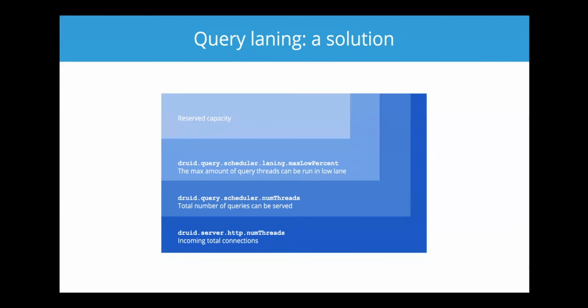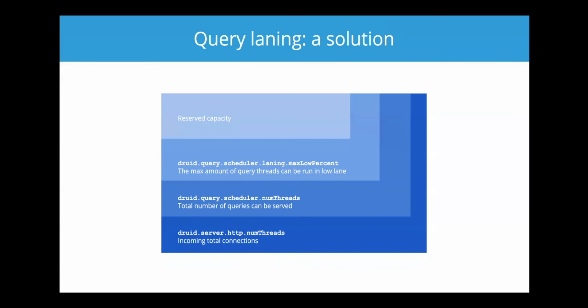So if a query comes in and it's high priority, it can actually run anywhere. It can run anywhere, and that's great for that query. Good job, that query. If it comes in and it's low priority, it can only run in the low priority lane. And if the low priority lane is full, then I believe what happens today is that query will get rejected and the client's expected to try it again later.